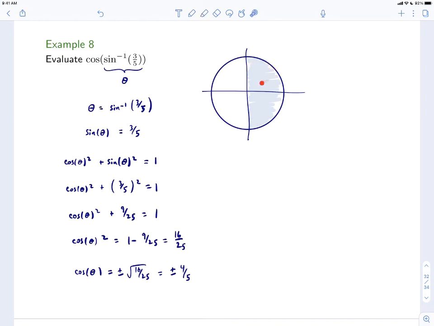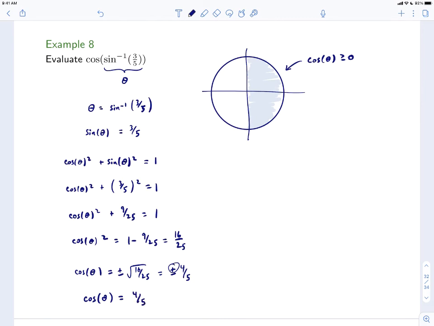But that means you're on the right side of the circle. And if you're on the right side of the circle, then the x-coordinate is positive. So anywhere on the right side of the circle, you'll have that cosine of theta is greater than or equal to 0. So that means that you're looking at the positive value. So it's going to be positive. So cosine of theta is the positive square root. So it's positive 4 over 5.